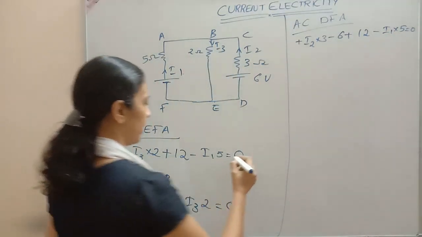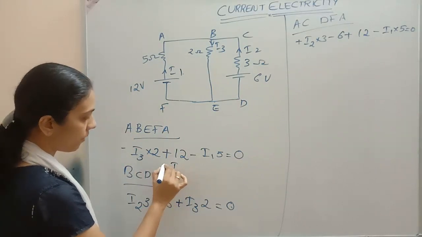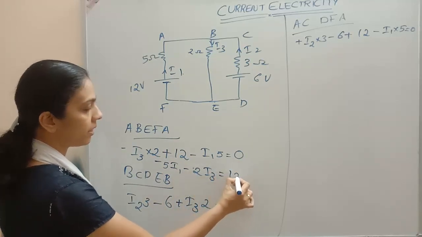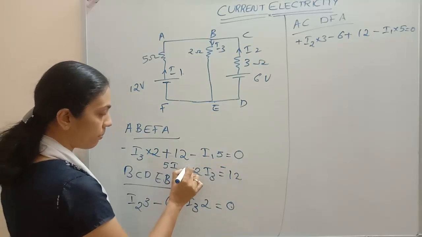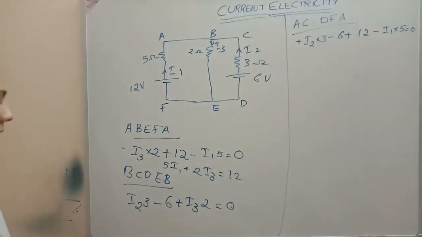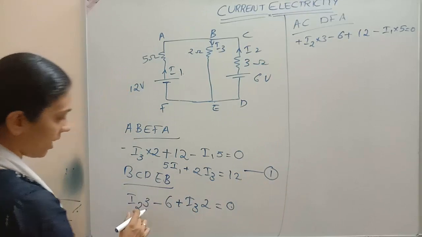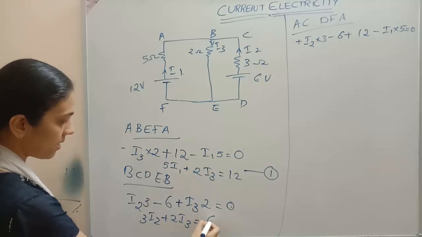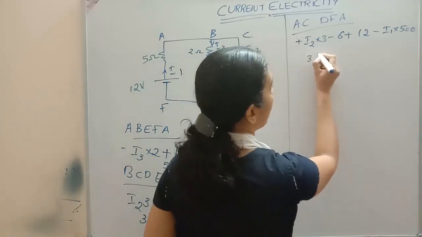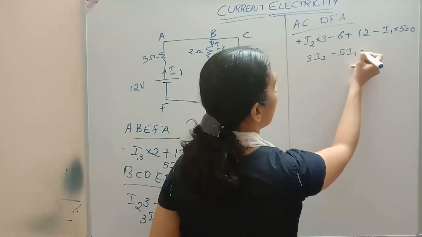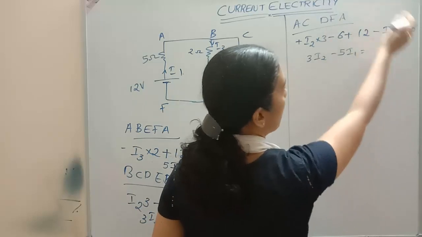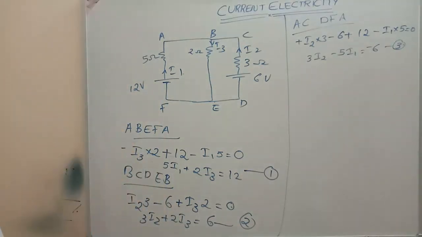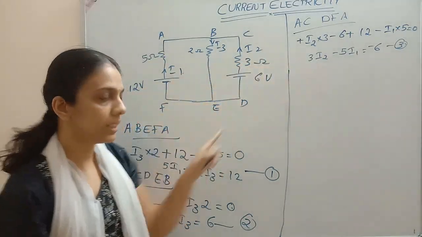Now we are arranging each one. So this one we can arrange as 5I1 minus 2I3 equals minus 12. That is 5I1 plus 2I3 equals 12. Clear? Like that we got, and I am writing it as equation number 1. And here it is 3I2 plus 2I3 equals 6. Then in this one, 3I2 minus 5I1 equals, so here plus 6 is coming, and when we take it to the other side, we will get minus 6. So we are getting the 3 equations, which we should solve. Now we got these 3 equations, right?